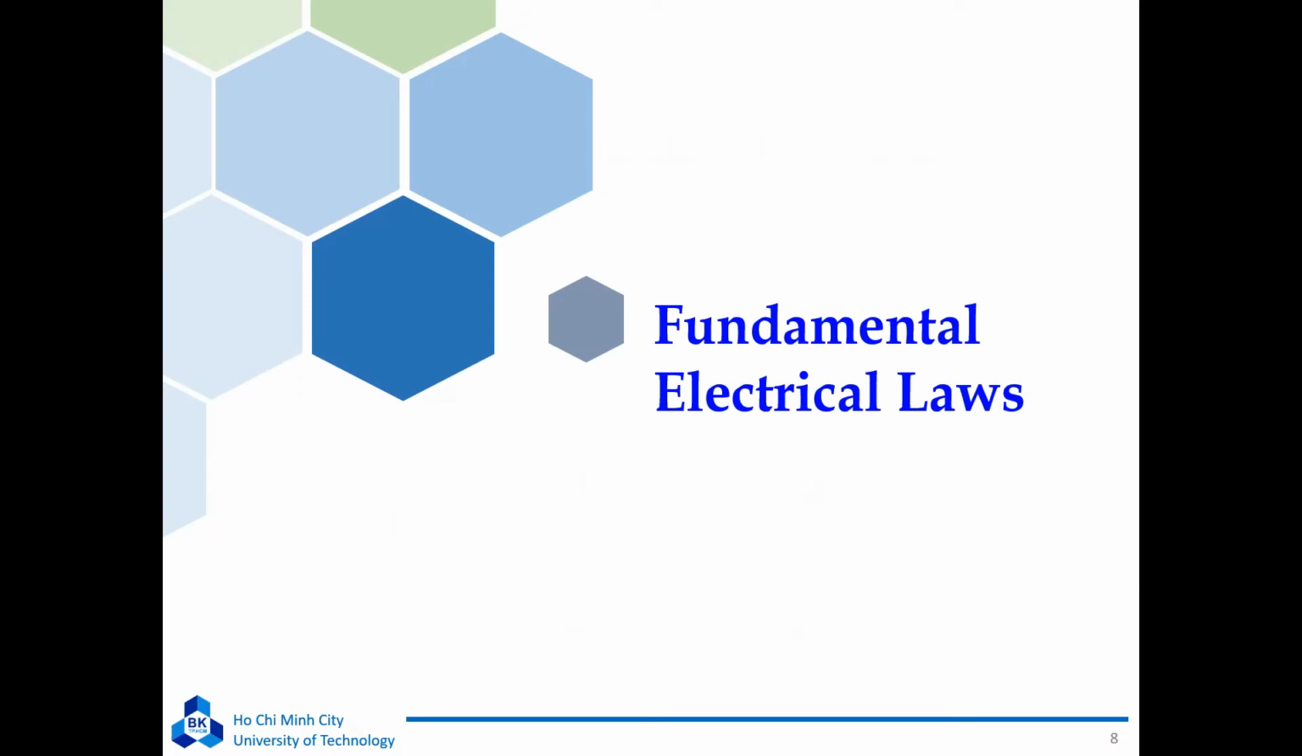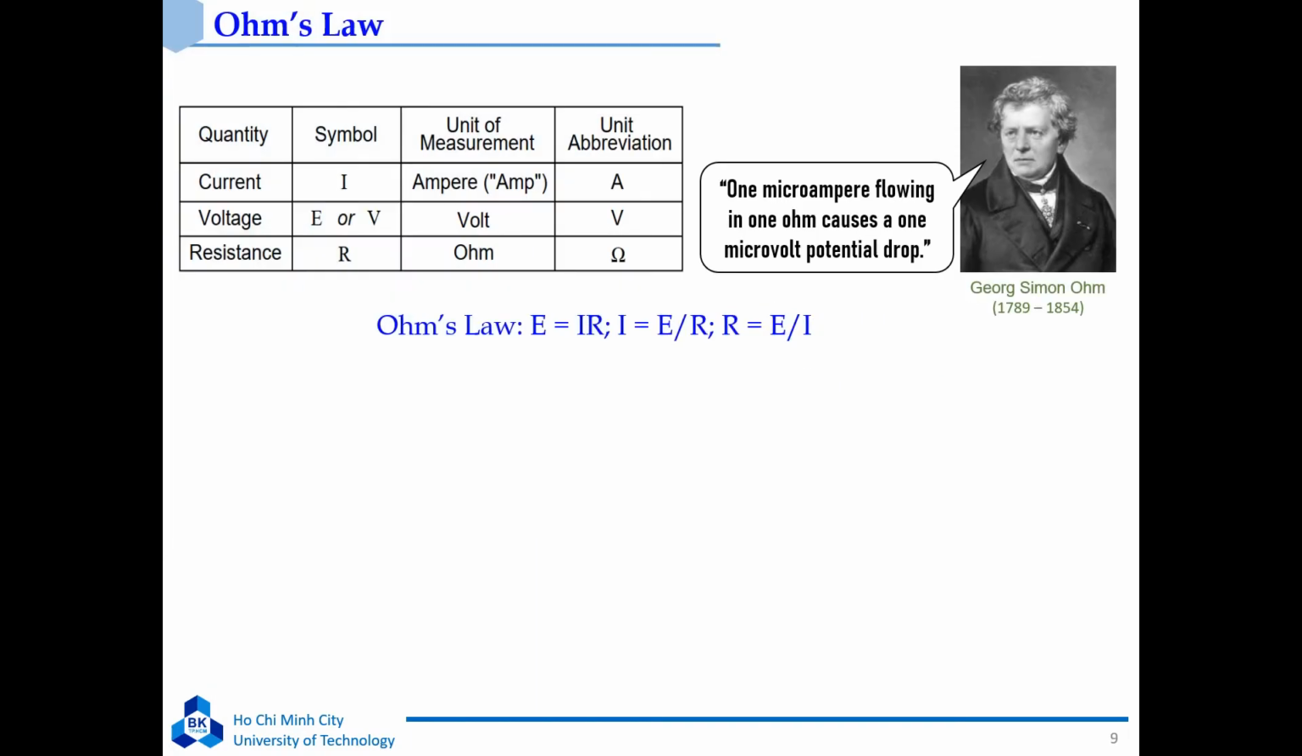Next, I will introduce some fundamental electrical laws. The first one is Ohm's law. Ohm's law is a very important law. It shows the relationship between the voltage, the current, and the resistance. Let's see the equation. We have E = IR, where E is the voltage, I is the current, and R is the resistance. Let's see an example.